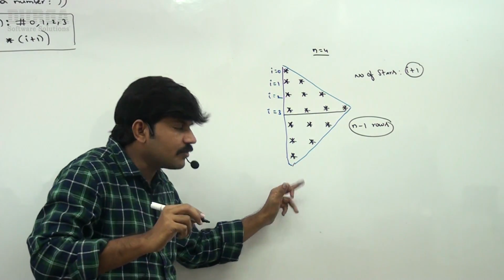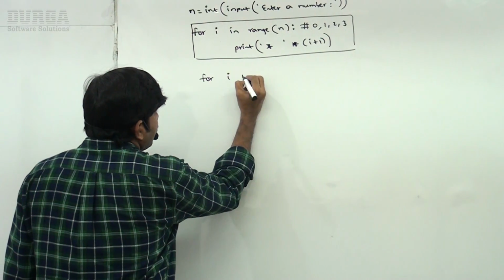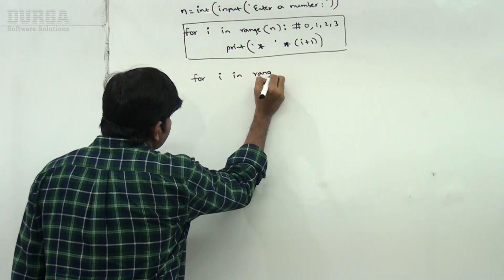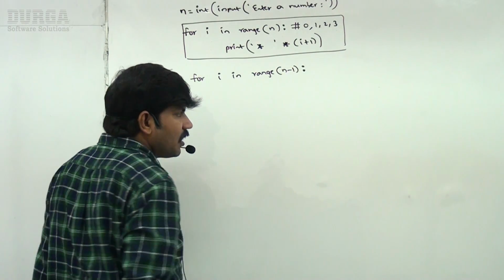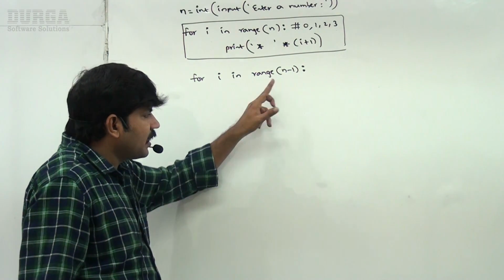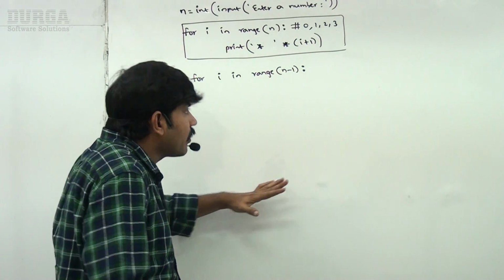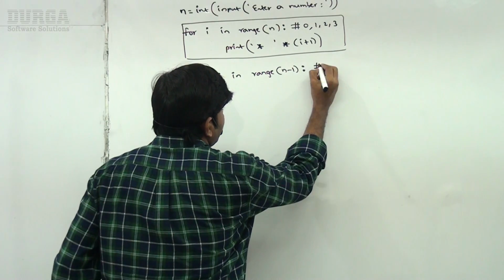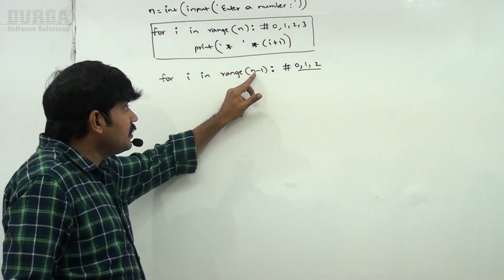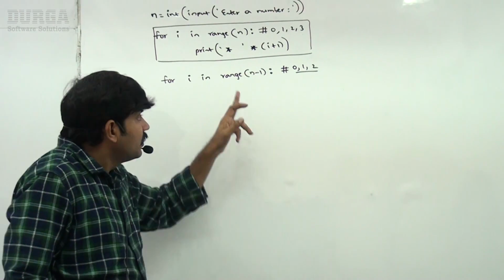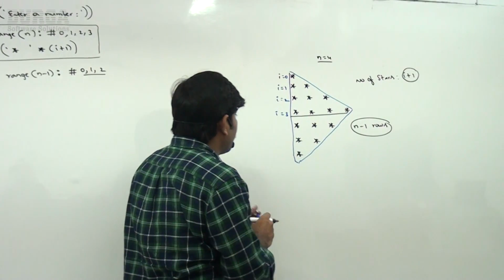Okay. Now let me take a for loop for the second half: for i in range of n minus 1. If n is equal to 4, then the possible values of i are 0, 1, 2 only, because range of 4 minus 1 means range of 3.